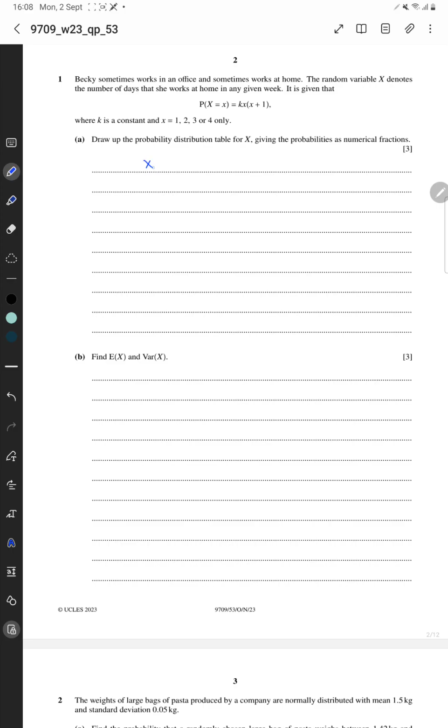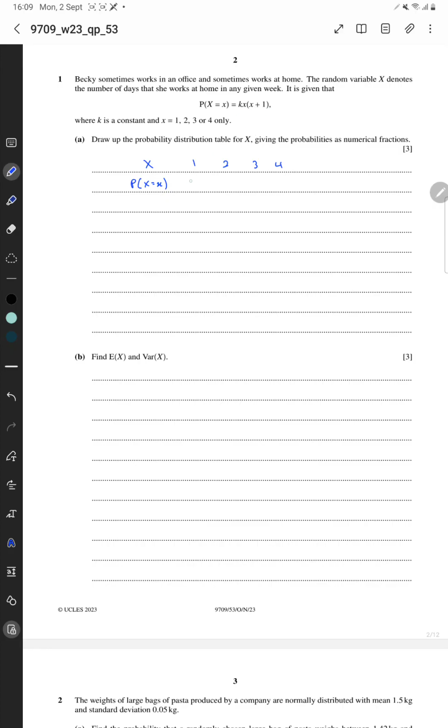So we're going to start with x and we're going to write P(X equals x). Then we have 1, 2, 3, and 4. First we're going to start with writing this in terms of k, but then we have to find k in the next part, because the question doesn't tell us to write in terms of k. Okay.